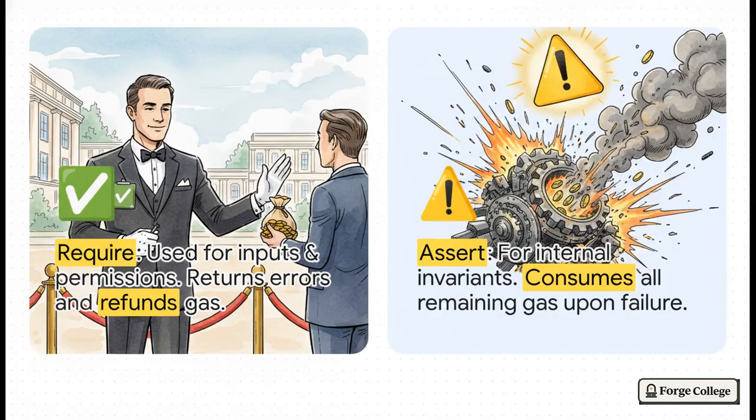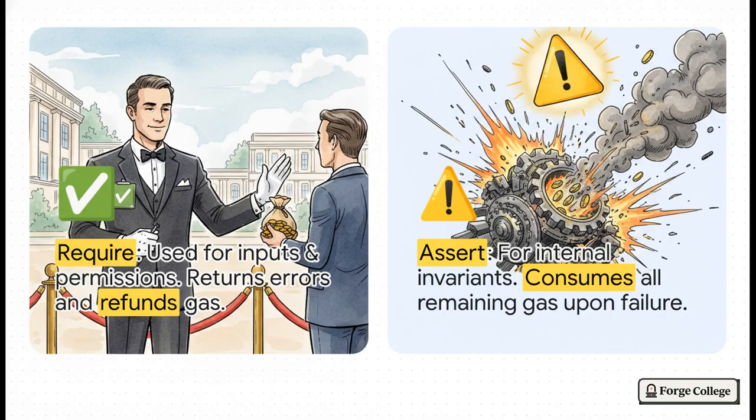Now, take a look at the weapon of choice our guards are using here. You might have seen both require and assert used in Solidity, but for modifiers, we strongly prefer require. And why is that? Well, it comes down to gas, the actual money used to pay for computing on the network. When a require statement fails, it cleanly reverts the transaction, it undoes any state changes, and crucially, it refunds the caller's remaining unspent gas. It is a polite bounce.